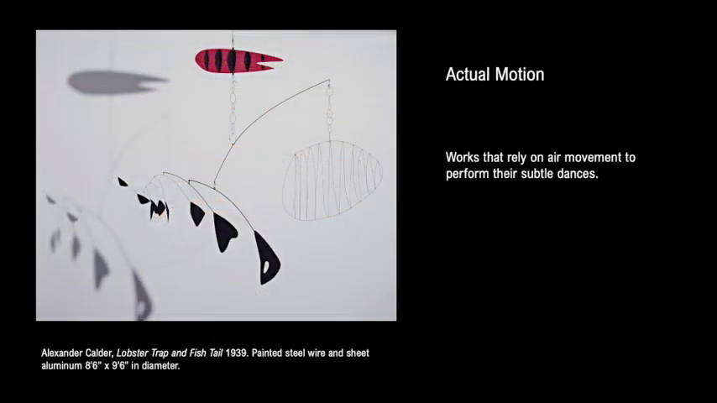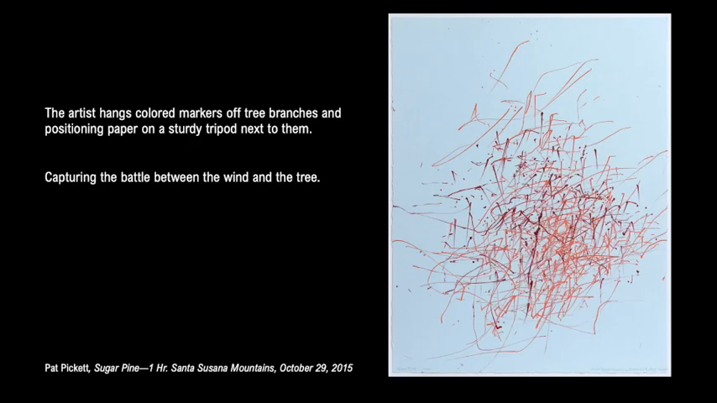Okay. We also have actual motion, right? This is a work that relies on air movement to perform its subtle dance. Now, this is obviously very, very large, 8.5 feet by 9'6", that's really big. Alexander Calder is the one who invented what we call mobiles that you hang over babies' cribs. His works are kinetic. They have movement.